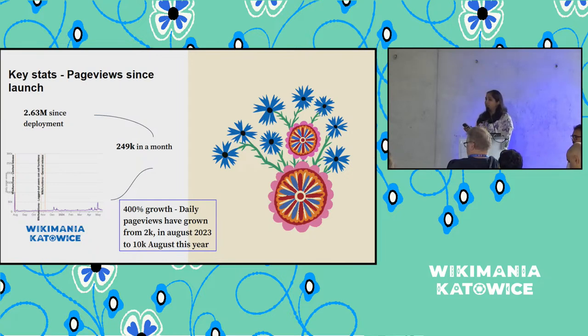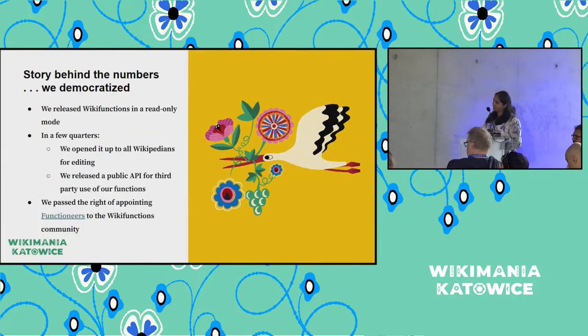Our daily data was around 2,000 page views when we started last year, and we are now at 10,000. That is about a 400% growth, and anytime there is such a huge growth, there's a nice story behind it. So I want to walk you through that story. What all did we do to get there?